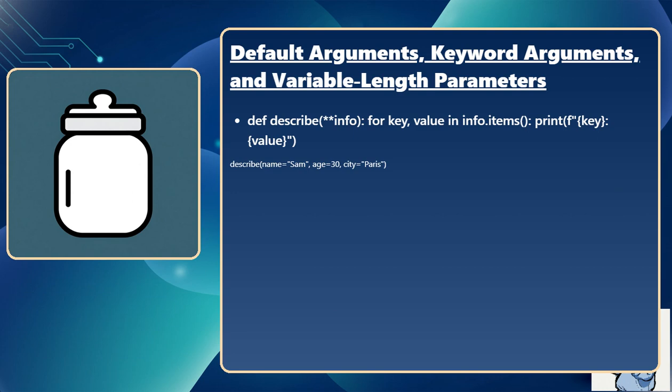Define describe with **info. For each key and value in info.items(), print key: value. Call describe with name equal "Sam", age equal 30, city equal "Paris". These tools make functions flexible, just like a recipe that can handle optional spices or an unknown number of guests.